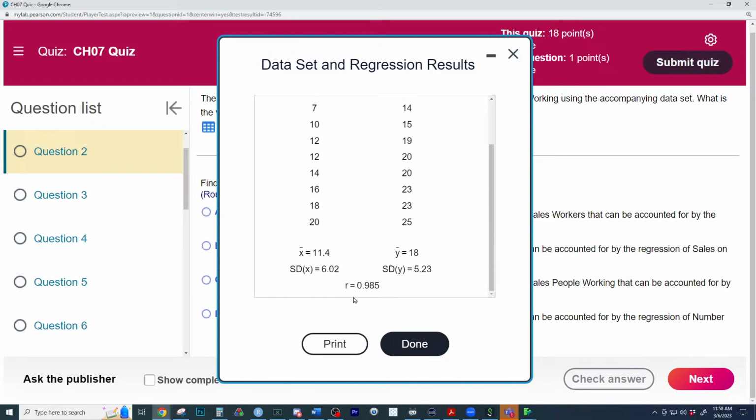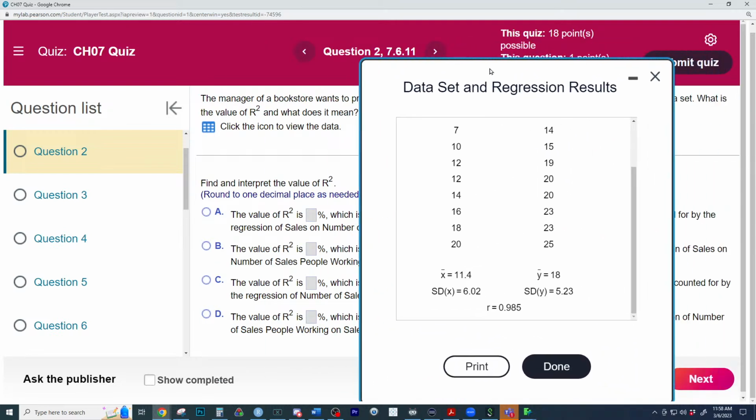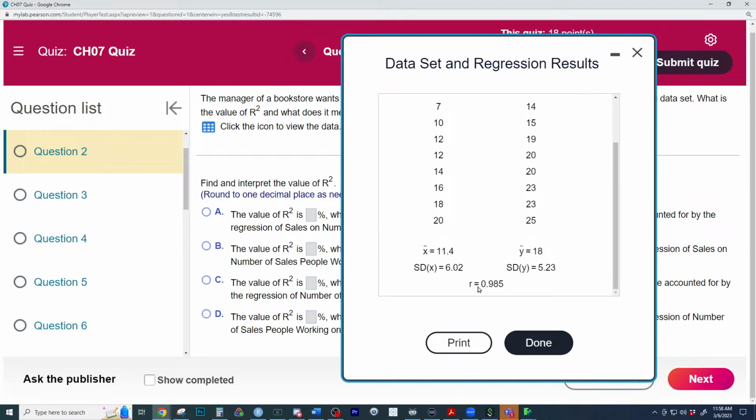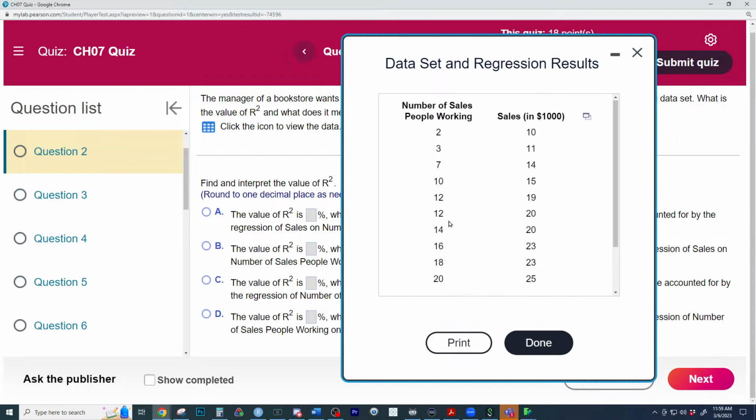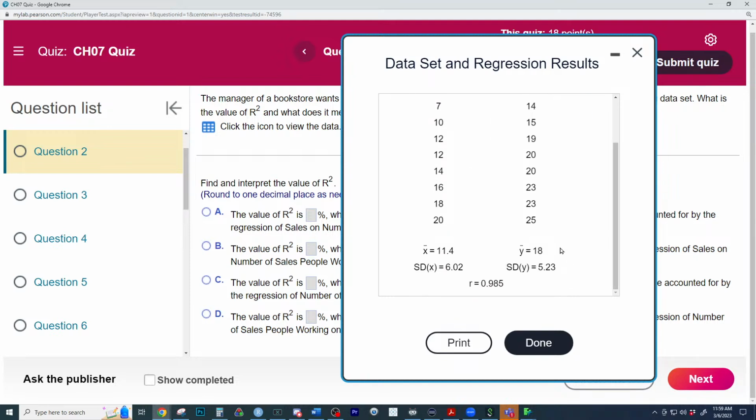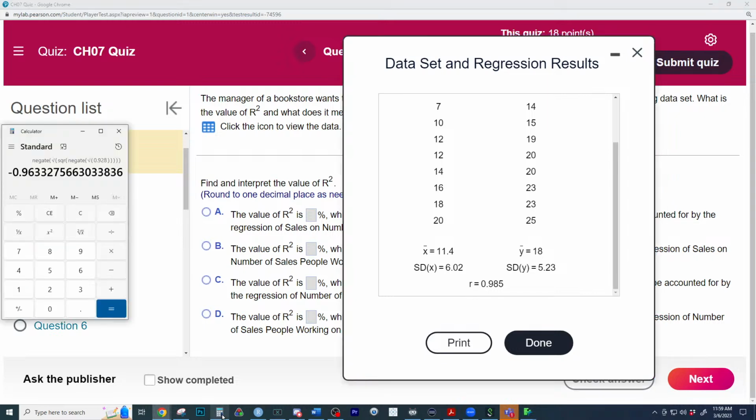So we're going to have to bring this over to R, or we don't have to, because they already give us R right here. So how are we going to get R squared? R is correlation. This is the mean of X, that's the mean of Y, which is the average amount of people we have working, and this is the average amount of sales. That's the standard deviation of people working, and that's the variation in sales. So how are we going to take R and turn it into R squared? It's just like it sounds, you take R and square it. So there is the R squared right there.